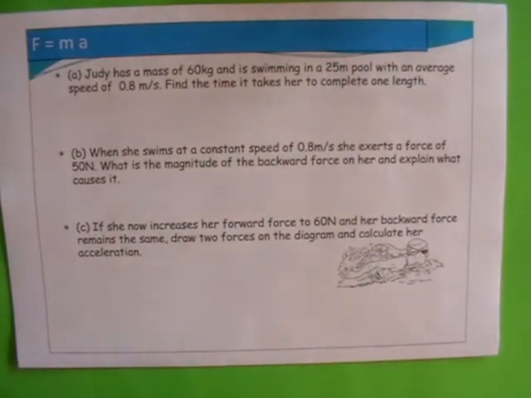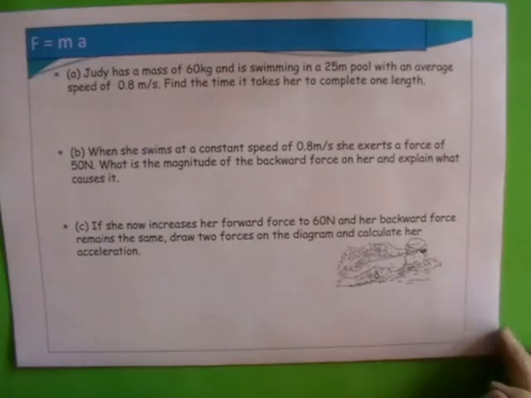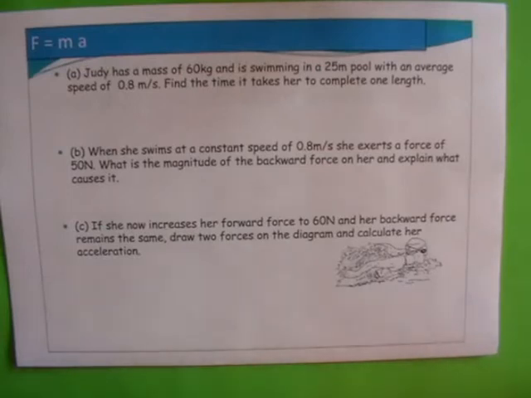Right, this is a question about a swimmer, and her name is Judy. She has a mass of 60 kilograms. She is swimming in a 25-metre pool with an average speed of 0.8 metres per second. Find the time it takes her to complete one length.